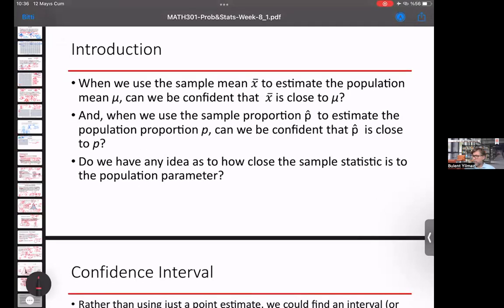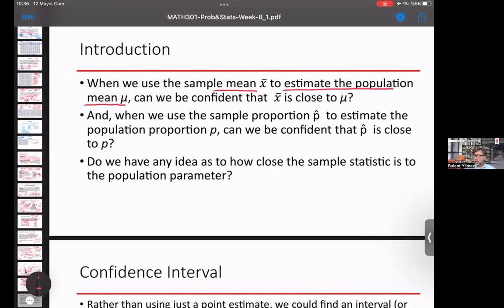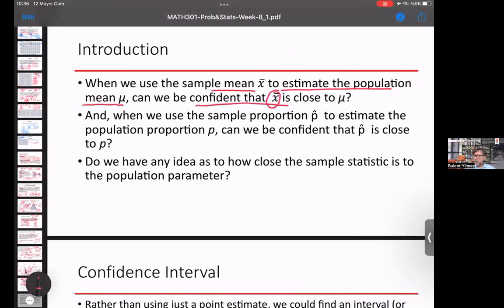Okay, I have a sample mean, and I'm trying to estimate the population mean. How can I be confident that x-hat, the sample mean, is close to mu? I found 173. Is it close enough? How can I be confident about that? I found a sample proportion. Okay, we always talked about means, but we can also say proportion or percentage. This is my sample proportion. P-hat is the sample proportion.